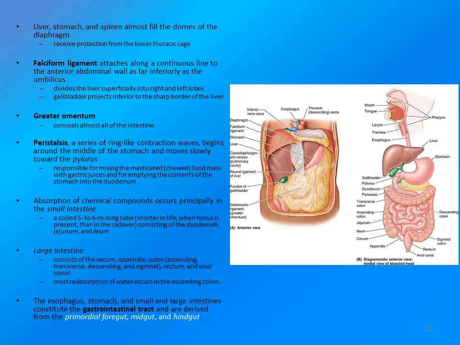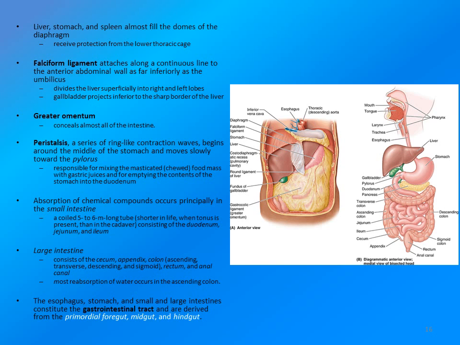It divides the liver superficially into left and right lobes, and the gallbladder, of course, projects inferior to the border of the liver. The greater omentum conceals all of the intestine, or almost all of it. You can see a few loops here. Peristalsis is a series of contractile waves that begins in the midline of the stomach and moves slowly toward the pylorus.